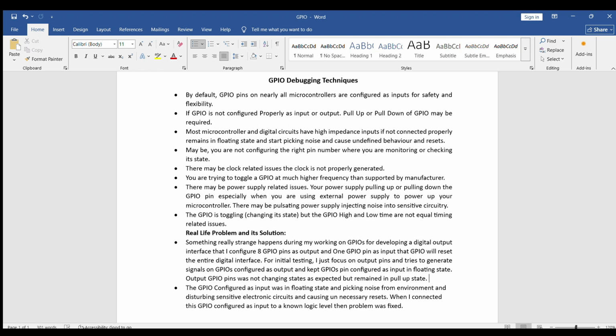In today's video we will learn about some important points regarding configuring GPIOs in a microcontroller. In this document I write some points or issues I faced during configuring GPIOs of my microcontroller. So I want to share my experience with you.